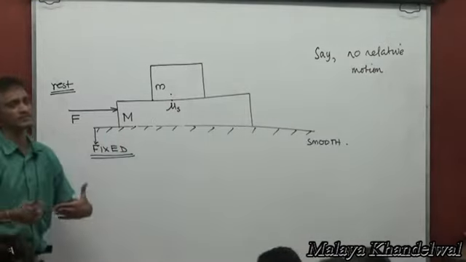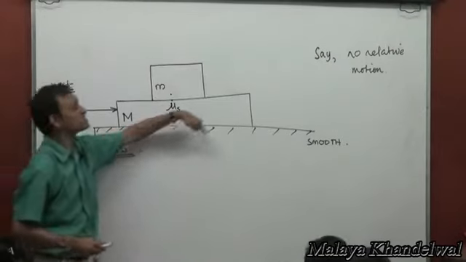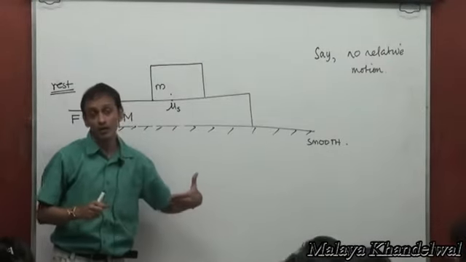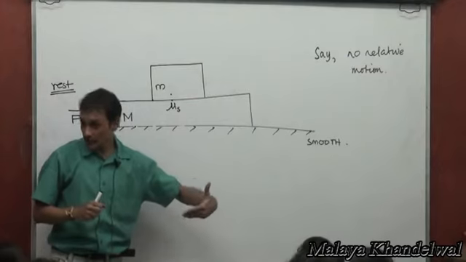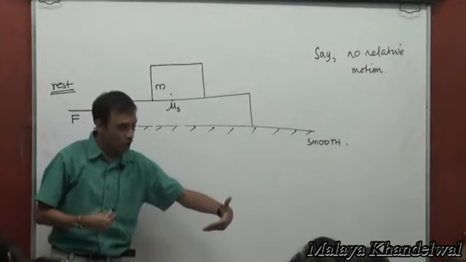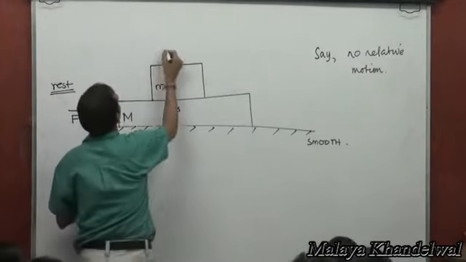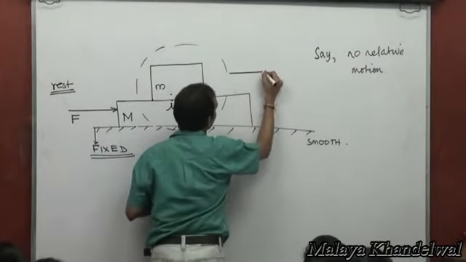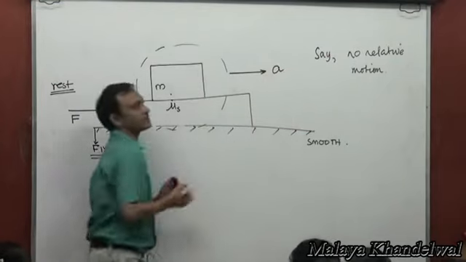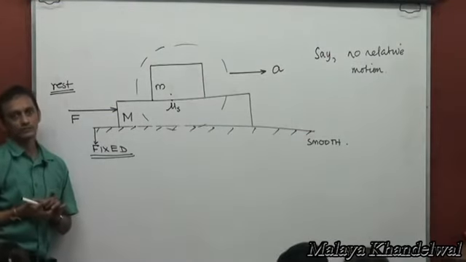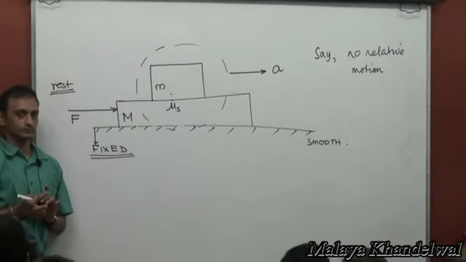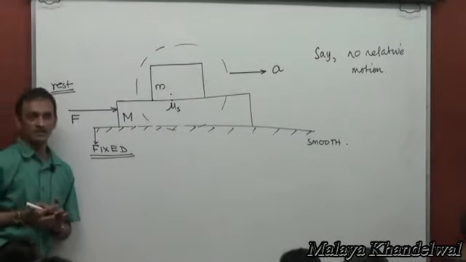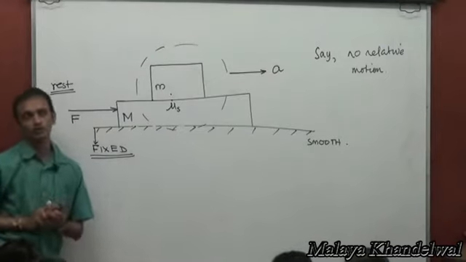If there is no relative motion and they start from rest, that means small m and capital M must have a common acceleration. So let's say capital M and small m have a common acceleration a to the right.